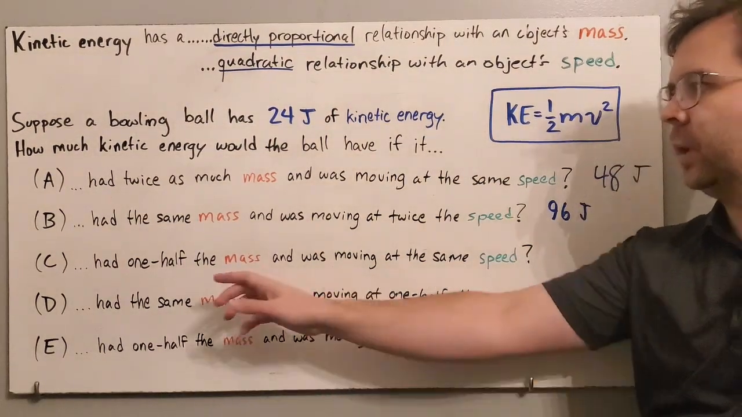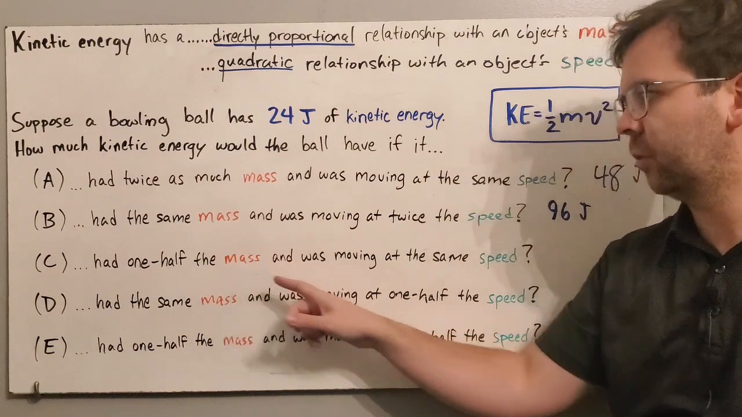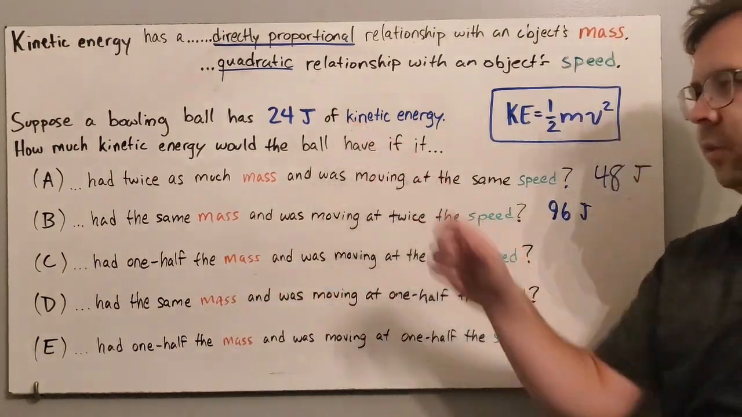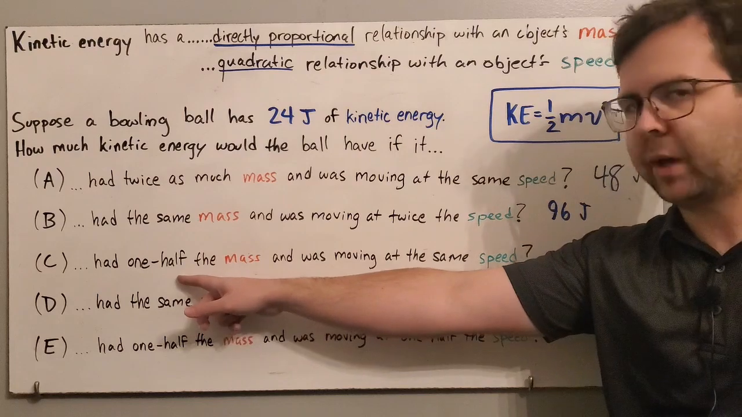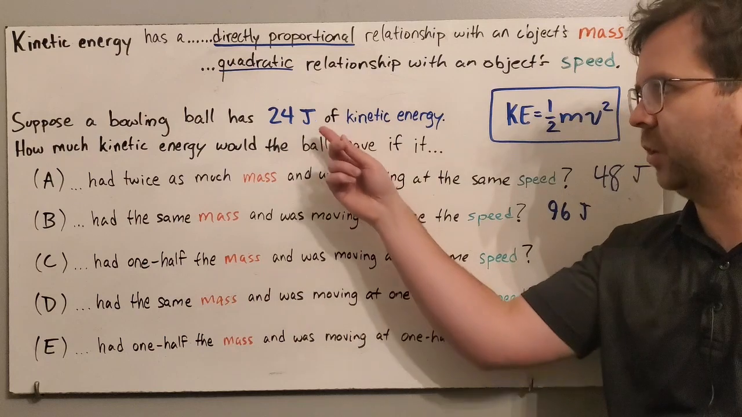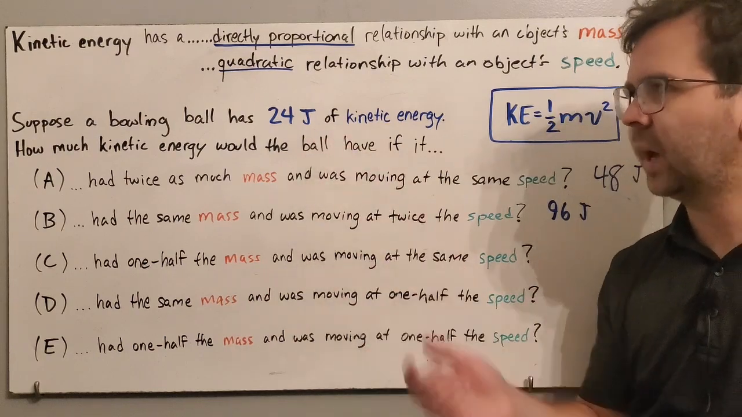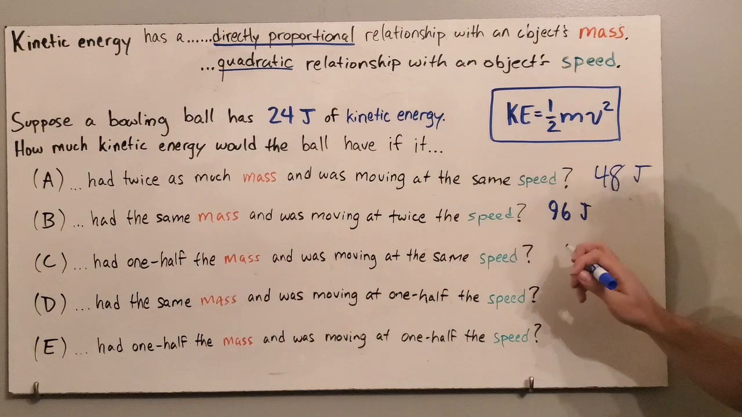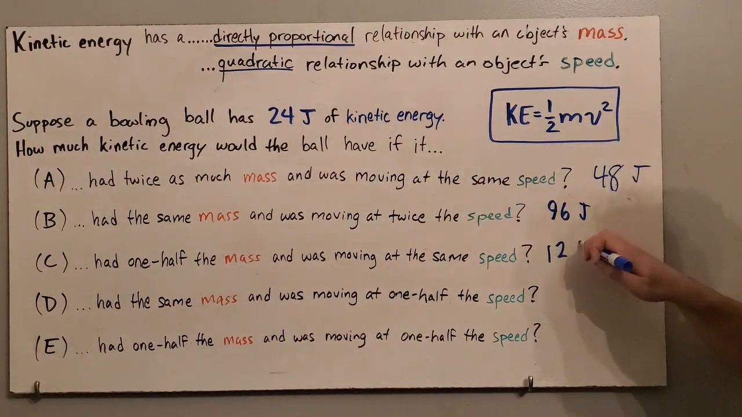Okay, what if we had 1/2 the mass, but it was moving at the same speed as originally? So half the mass means, whatever change you do to the mass, it's going to be the same change in the kinetic energy. So it'll be half as much. So that would be 12 joules of kinetic energy there.